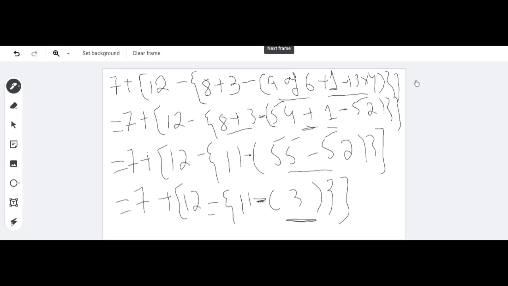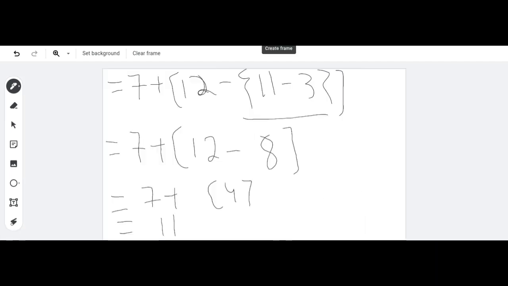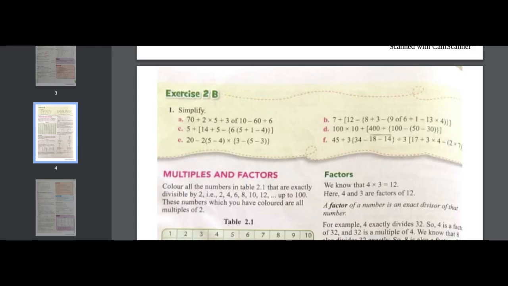We went step by step, and we just missed the one thing: if you are going to do addition, subtraction, multiplication and division, the ODMAS or BODMAS rule applies. If there are multiple operations in a single line, then we have to follow the ODMAS or BODMAS rule. So here is the correct solution of this 2b part, and we got the exact answer. Now we have to move to the next question, which is the C part.